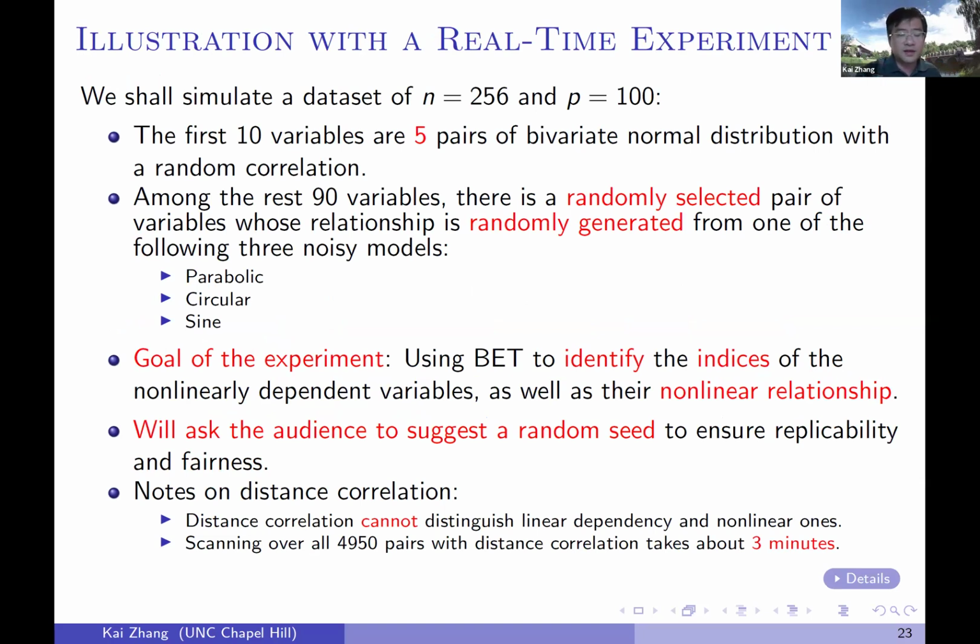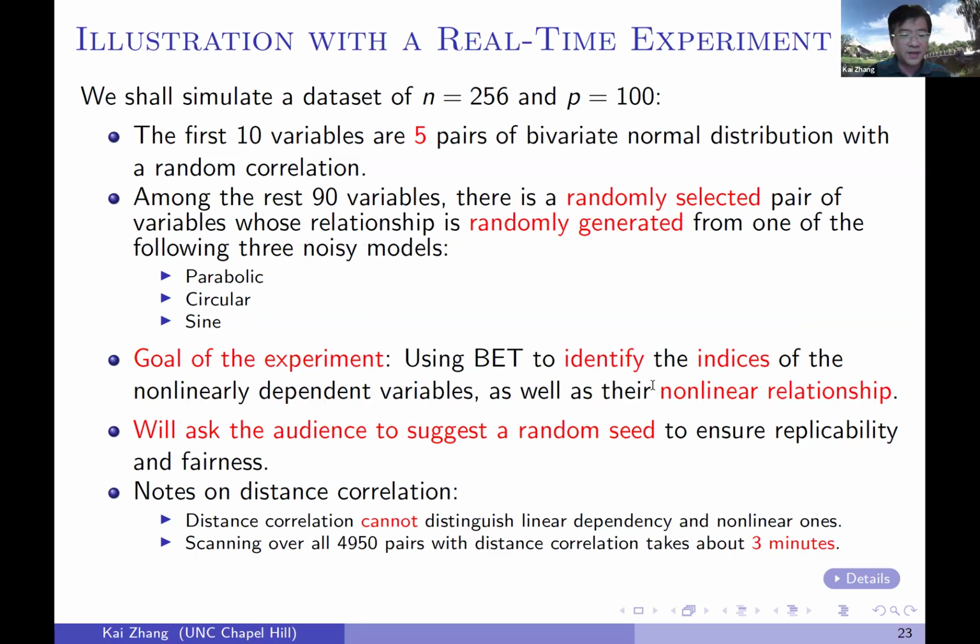and by calling it real-time, I'm going to simulate the data and do the experiment right here, in front of you. We are going to simulate a data set with 256 observations and 100 variables. The first 10 variables are 5 pairs of bivariate normal, so you know it's a linear relationship. But from variable 11 to variable 100, I'm going to randomly pick 2 variables, and randomly assign one of 3 nonlinear relationships, parabolic, circular, or sine, to these 2 variables. The goal of the experiment is to use BET to identify which 2 variables are nonlinearly dependent and what their nonlinear relationship is.